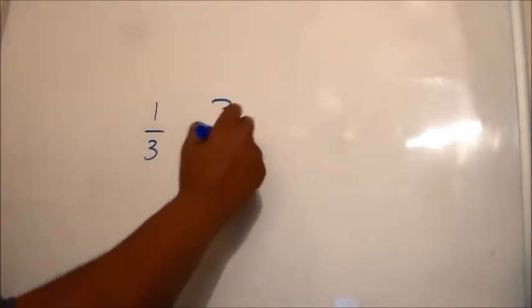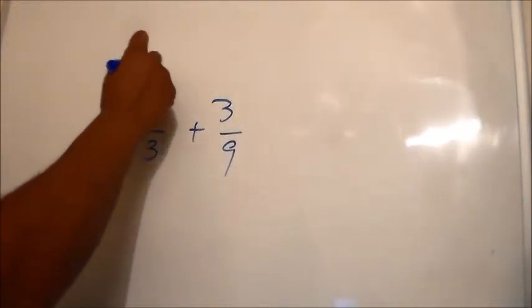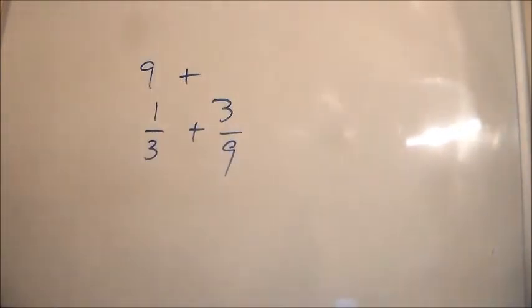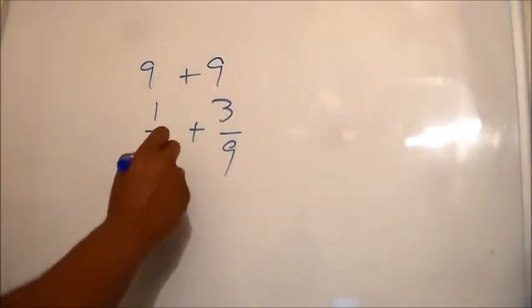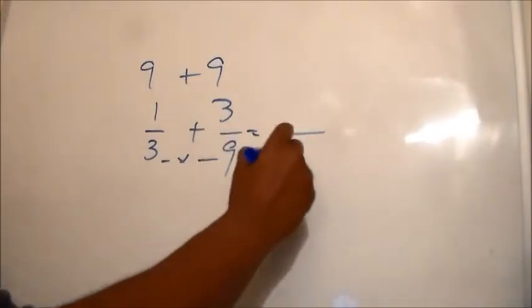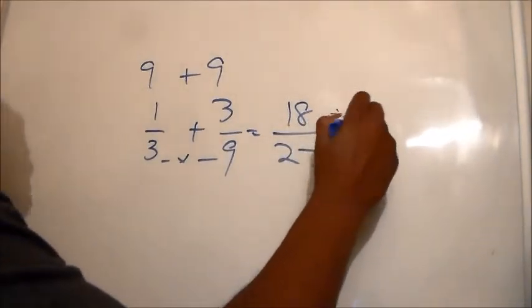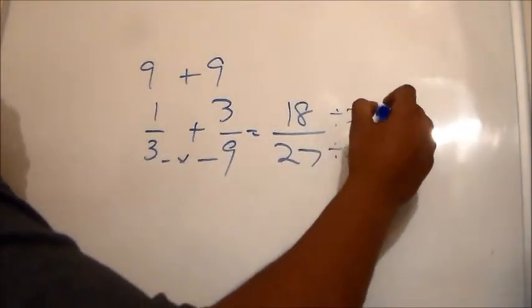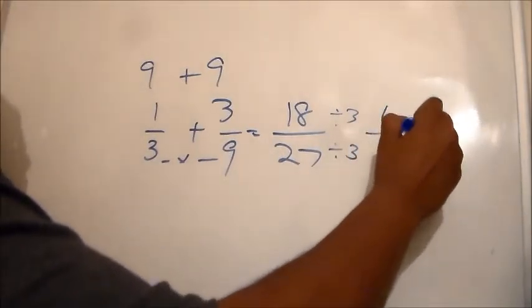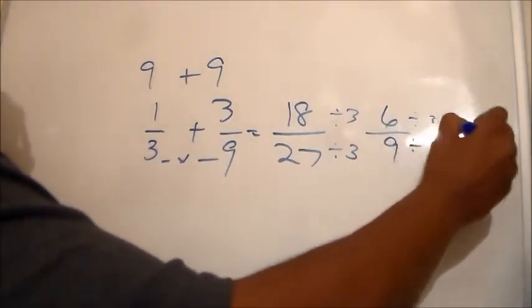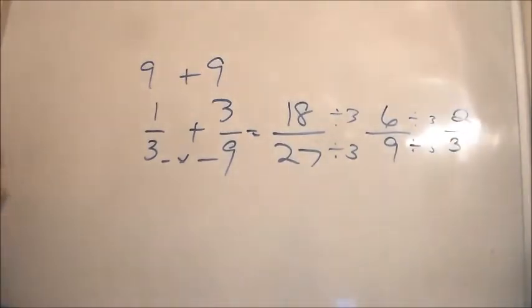And again, if you gotta go back, you can rewind, go back to the beginning of this video. If you don't get it, just do it again and again and again, and I promise you, by repetition, you will learn the method, and it will come to you. 9 times 1 is 9, plus 3 times 3 is 9. Multiply the bottoms, 27, 18. This can be reduced. If we divide the top by 3, bottom by 3, we get 6/9. Again, by 3, 2/3 is our final answer.